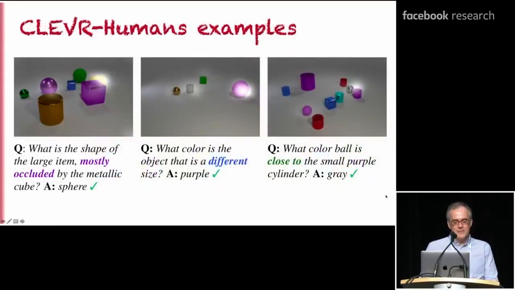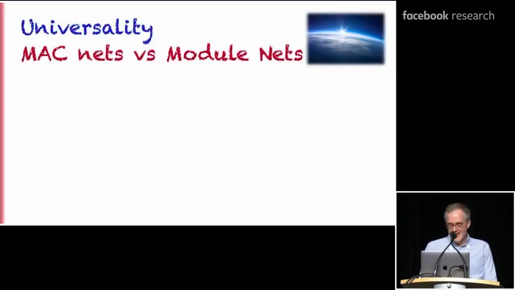Here are a couple of CLEVR-Humans examples, just one-offs, which show the different kind of semantics of questions being asked in CLEVR-Humans. What is the shape of the large item mostly occluded by the metallic cube? What color is the object that's a different size? What color ball is close to the small purple cylinder? So we've got notions like occlusion and close to that were nowhere in the original semantics. Okay, so I hope to have shown you that this works pretty well.